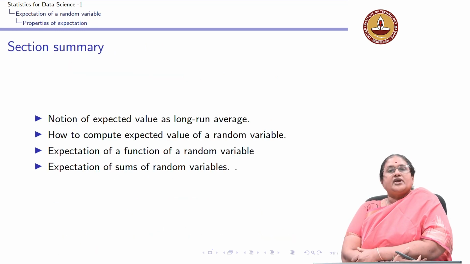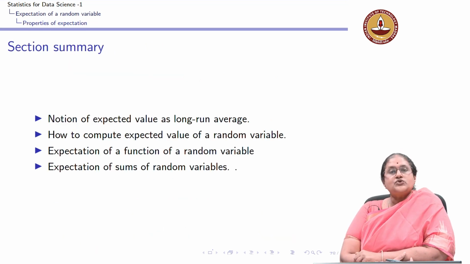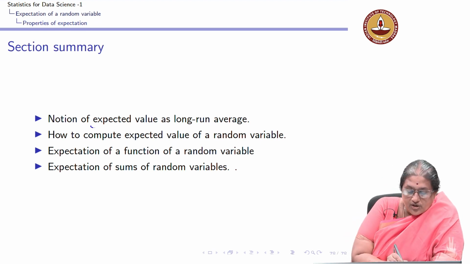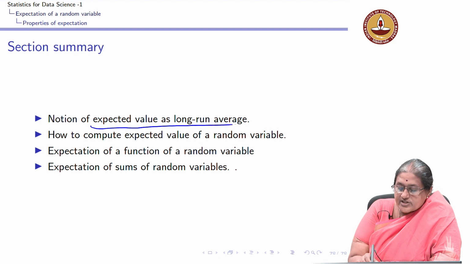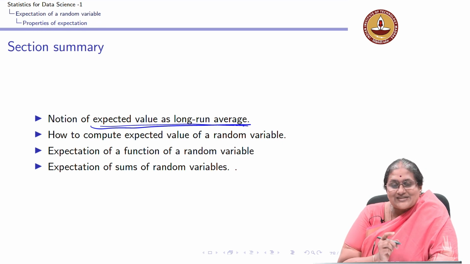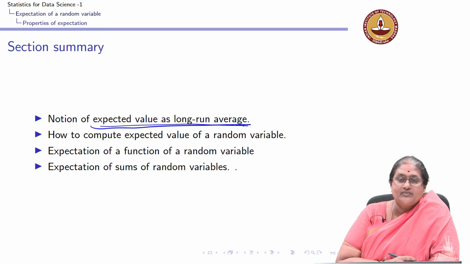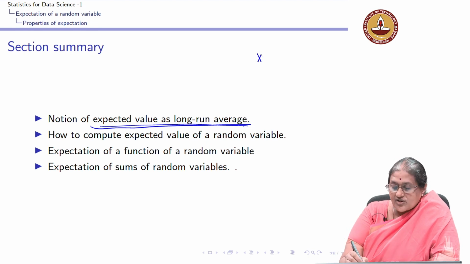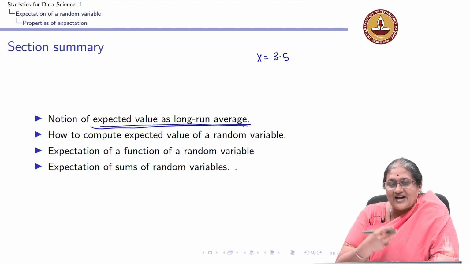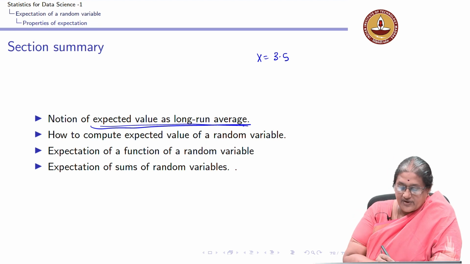So, in summary, what we have introduced so far and what you should be knowing now is the notion of the expected value as a long run average. A word of caution: do not interpret it to be the value the random variable will take. For example, we saw that x cannot take a value 3.5 when you roll a dice once, but rather it is the average of the outcomes.